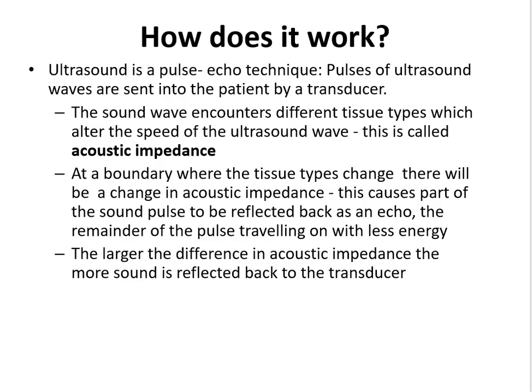As these sound waves encounter different tissue types, the sound wave alters its speed, and we call this acoustic impedance. And when the boundary of one tissue type changes, so from fat to muscle or muscle to fat, or from a fluid-filled cyst to some connective tissue, there's a large change in the density of the tissue which creates an echo, and that echo bounces back to the transducer and it is detected.